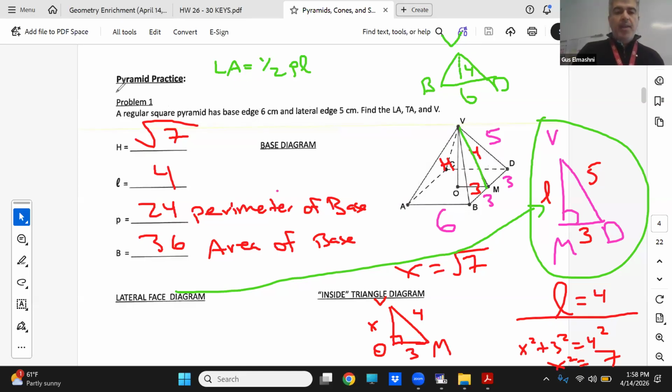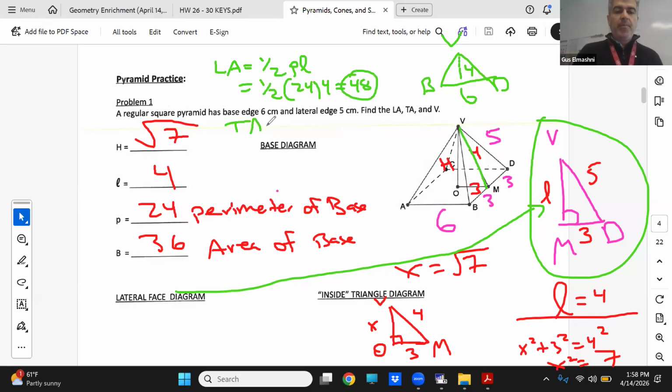I know the answer is 48, but if you use this formula instead, the perimeter is 24 and the slant height is 4. If you multiply it out, what do you get? 48. It's still the same thing. You can just use this formula to consolidate the whole process. Half of 24 is 12, and 12 times 4 is 48.